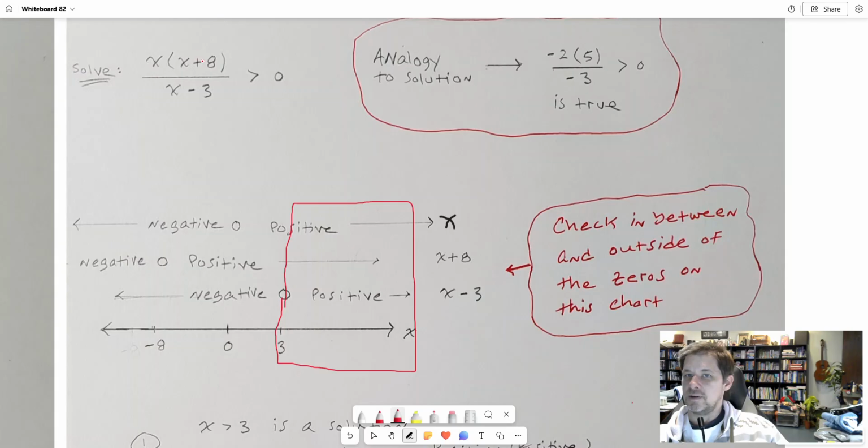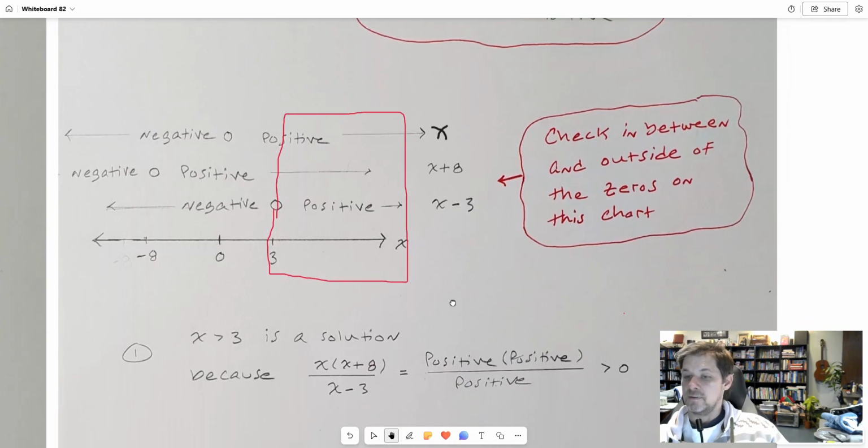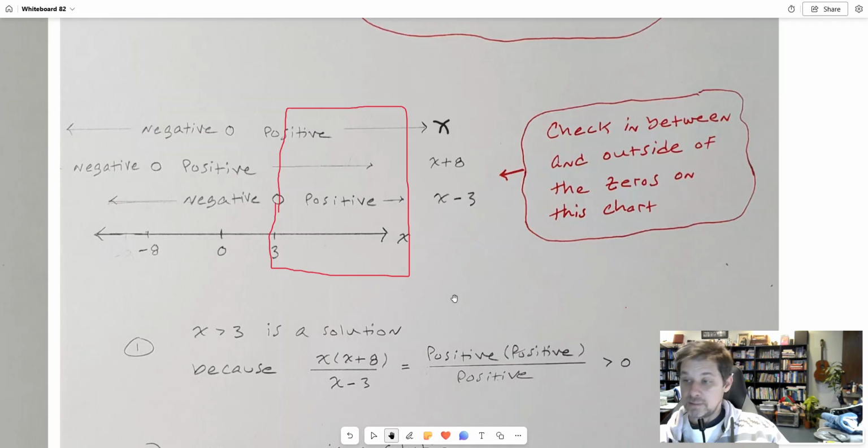Positive times positive times positive. That's greater than 0. If you multiply 3 positive numbers, or you multiply 2 positive numbers and divide by a positive, you'll get a positive answer. Okay? So I know part of my answer is going to be this part of the number line, x bigger than 3, because every piece of this works out to be positive. So that is one part of my answer. There might be another part, but at least I know this part. So I'll say my first part, x greater than 3 is a solution.